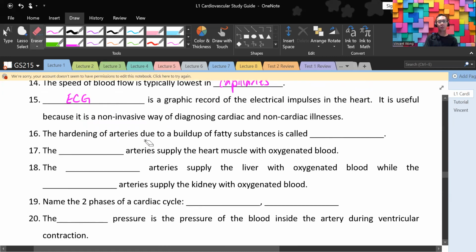The hardening of arteries due to buildup of fatty substance is called atherosclerosis. What supplies the heart muscle with oxygenated blood? That would be the coronary artery. For liver, it's hepatic. For kidney, it is renal.